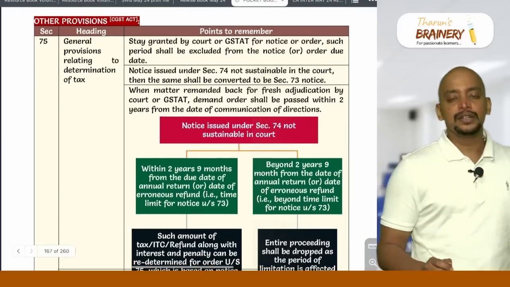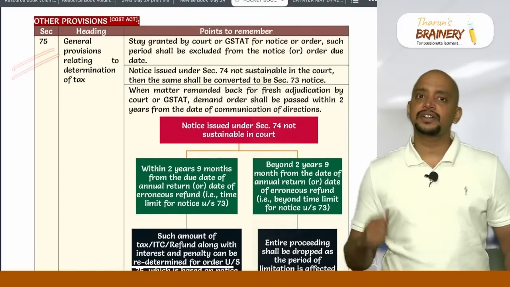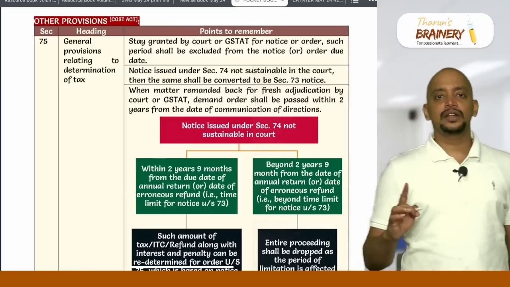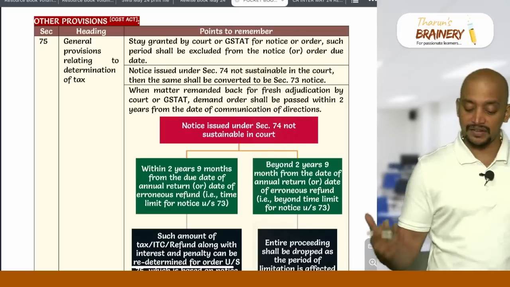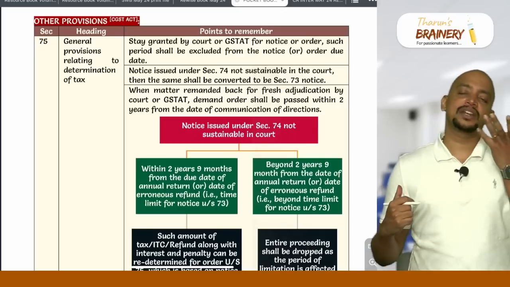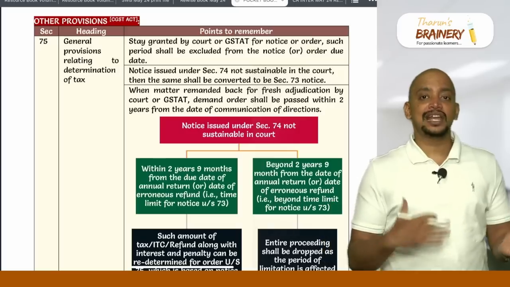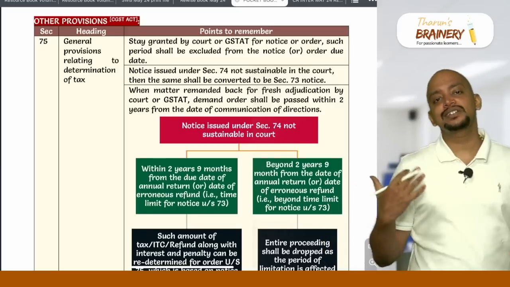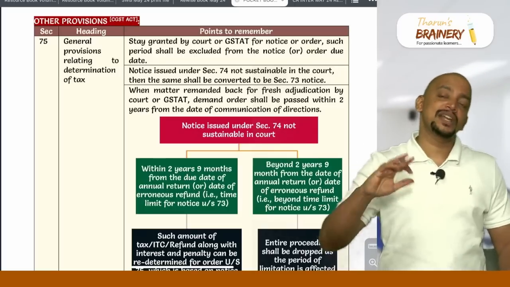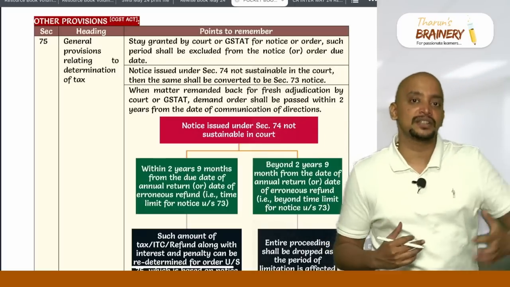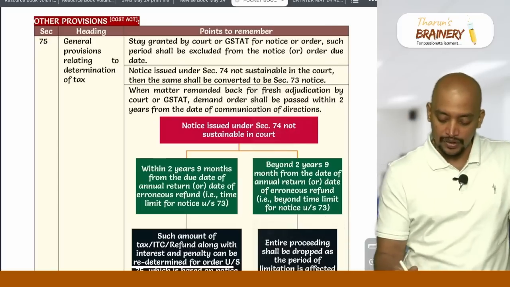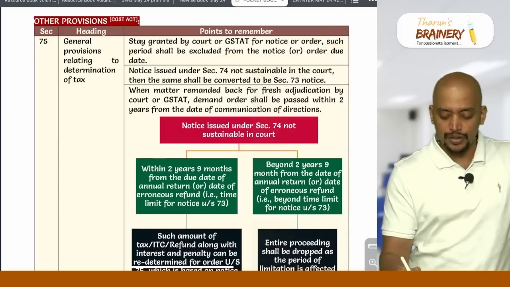Then other provisions. So we have section 75. Section 75 talks about the general provisions relating to determination of tax as per the order. In that, already 3 orders we have seen, 73, 74 and 76. Stay granted by the court or GST for a particular issue: during that period they cannot pass the order. Therefore the time limit of 3 years, 5 years, and 1 year in case of 76 can be extended for a further period. Say for example, stay granted for 6 months, usual time limit 3 years. Now it will be 3 years 6 months, 5 years 6 months, 1 year 6 months, like that we need to take. Okay, such period shall be excluded from the date of notice or order due date.